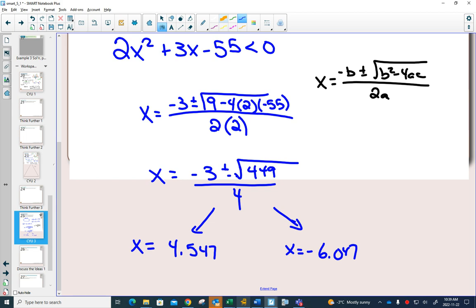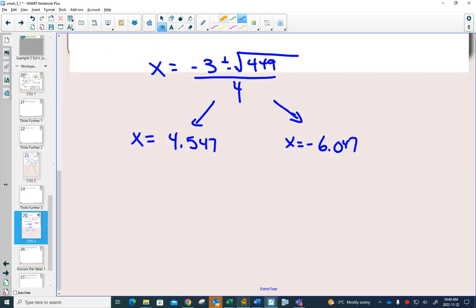Because we solved this just like we would solve in chapter 3. We found where it's equal to 0. If we graphed it, we found the x-intercepts. What are we trying to find? We're trying to find out when is this quadratic expression less than 0. So, there were two ways that we solved this. One was using test points. So I would put on a number line, I'd put negative 6.047, and I'd put 4.547.